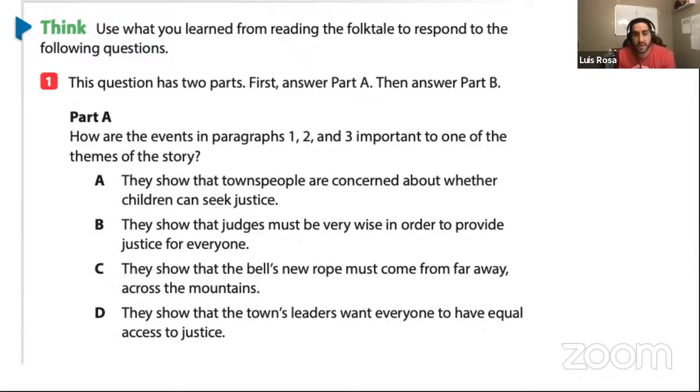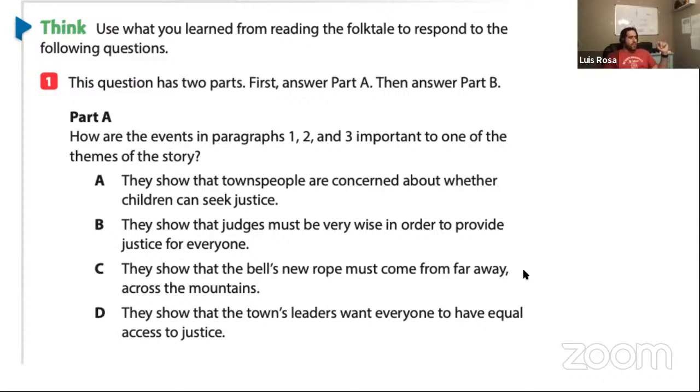So if you answered D, they show that the town's leaders want everyone to have equal access to justice. That is correct. At the beginning of the story, the text is talking about how the king set this bell so that the people who are being wronged and are being treated unfairly or have something has happened to them can go to the town and they can ring the bell and the judges will come and they will be given the justice that they deserve. So yes, it is important that the people in this town are trying to make sure that everybody gets equal access to justice. Very good, everybody.